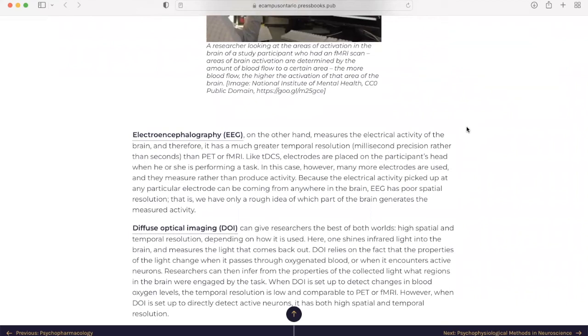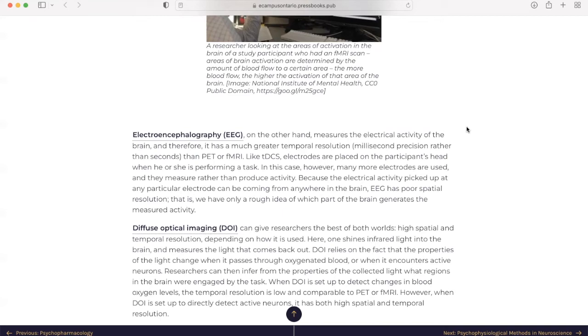Like tDCS that we talked about earlier, the transcranial direct current stimulation, I said, where do I sign up for that one, right? It improves the performance of mathematical ability, etc. The electrodes are placed on the participant's head when he or she is performing a task. So when you're doing an EEG, you'll be doing a task in order for them to measure when something is happening in your brain. However, more electrodes are used and they measure rather than produce activity.